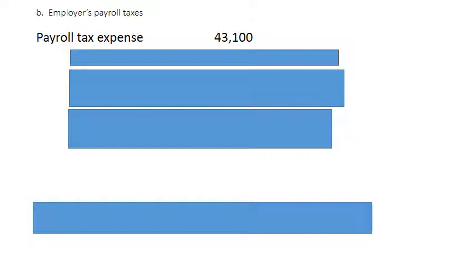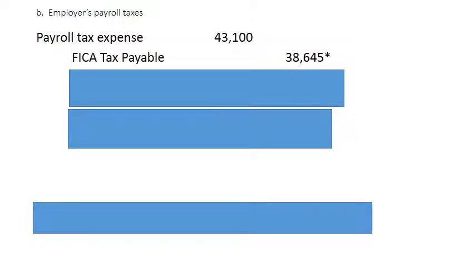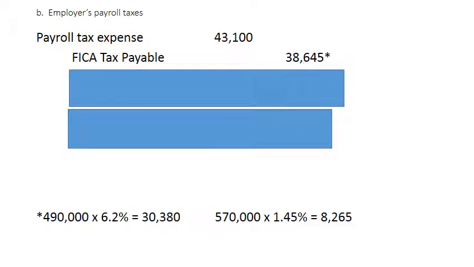They're going to match the amount of FICA that the employee pays. The employee pays 6.2% for Social Security and 1.45% for Medicare. Well, your employer also pays 6.2% for Social Security and 1.45% for Medicare. So the employer has FICA tax payable equal to the amount the employee had. It's the exact same calculation.